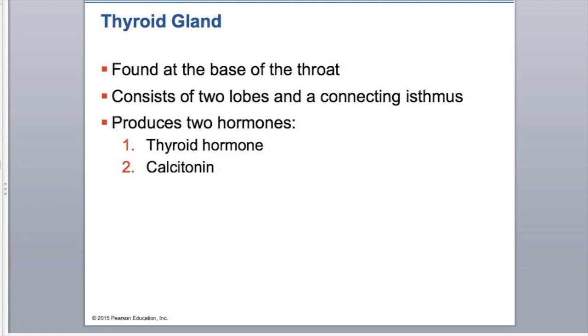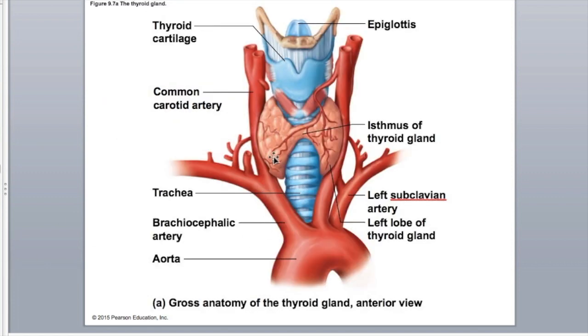The thyroid consists of 2 lobes, here and here. And the connecting tissue, or the connection between it, is called the isthmus of the thyroid gland. It lays over the trachea with your carotid arteries going laterally. It also lies just above your subclavian, so it sits right in your throat.